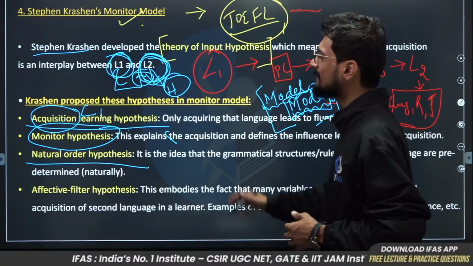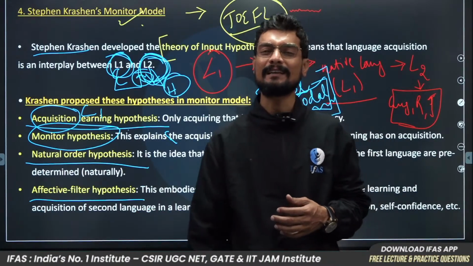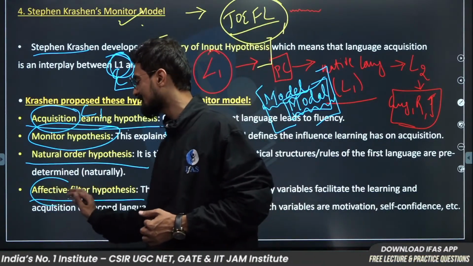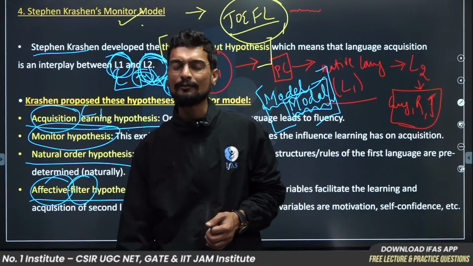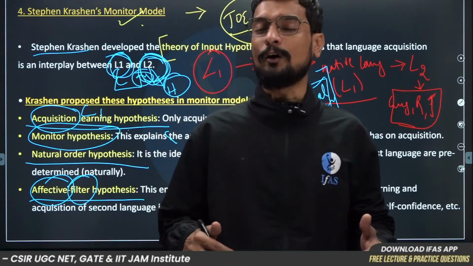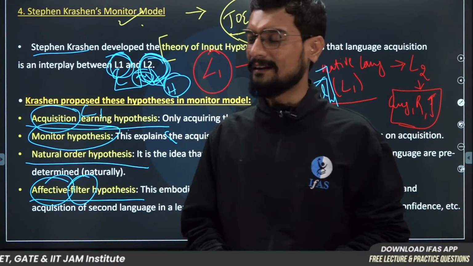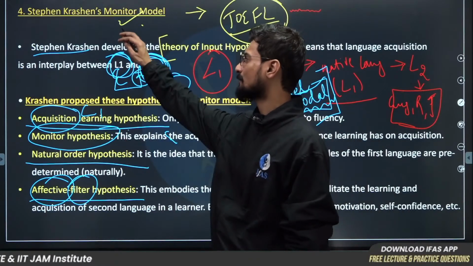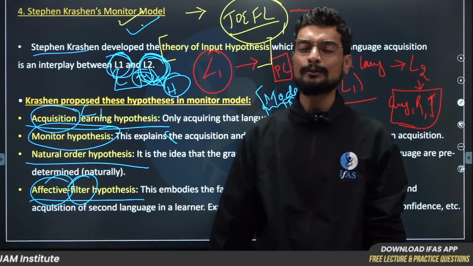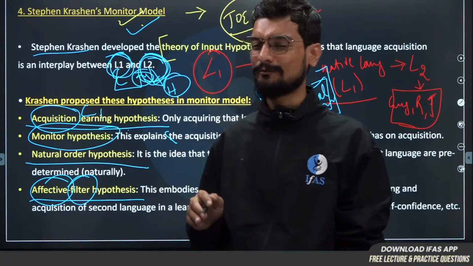So these are the theories Stephen Krashen also discussed, the affective filter theory. According to this theory, affective means thinking, and the filter means you will absorb only those languages with which you align yourself. So this is the kind of theory that Stephen Krashen developed. You need to keep in mind, this is an important theory. Please do not forget this one.